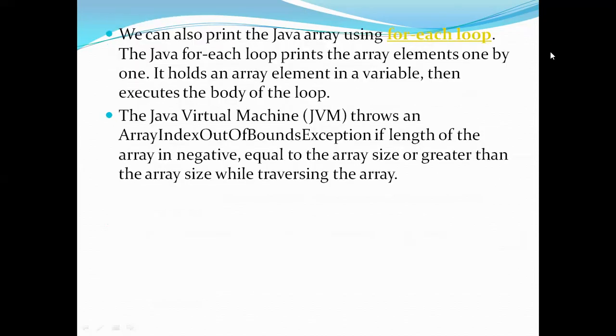And we can also print arrays using a for each loop. That is, the Java for each loop prints the array elements one by one. And the Java virtual machine throws an ArrayIndexOutOfBoundsException if the index is negative, or equal to or greater than the array size while traversing the array.